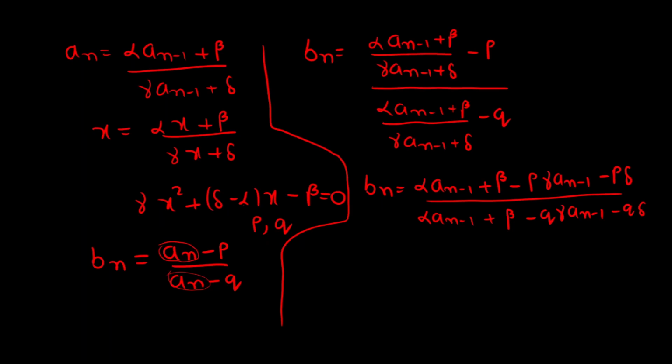Now what we'll do is, now we have the quadratic here. From here we'll say that beta is equal to gamma x square plus delta minus alpha times x. Now since p and q are the roots, we can substitute p and q in place of x. Now here we have beta, right? Now in each place of the beta we'll substitute this equation.